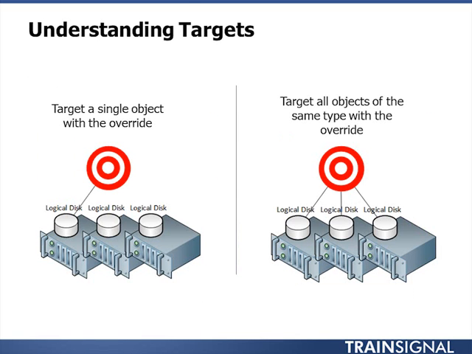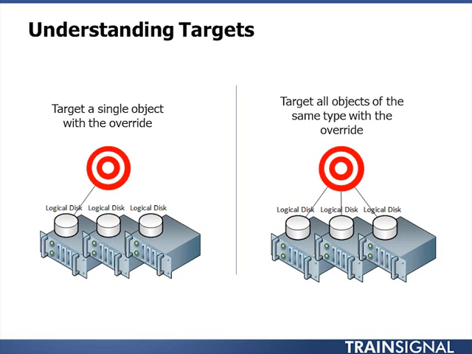So let's talk a little bit about that targeting word that I used. You can actually target just a single object with an override. So let's say you want to target just a logical disk. You want just the logical disk on one server to be changed so that at 15% a warning is raised for free disk space levels.